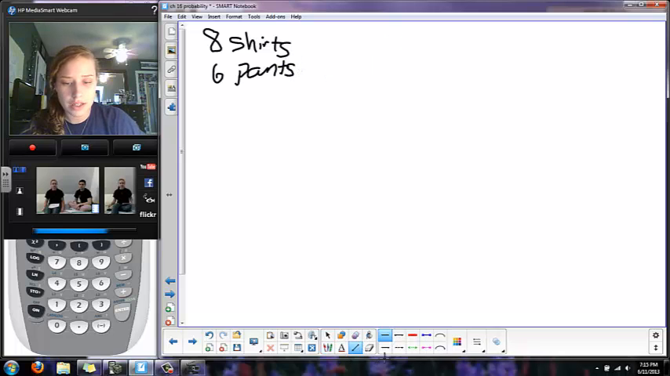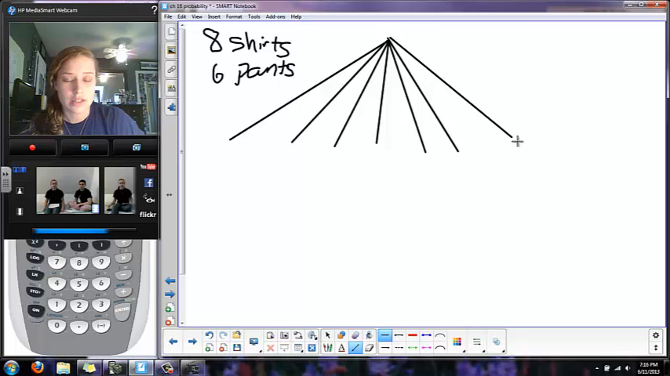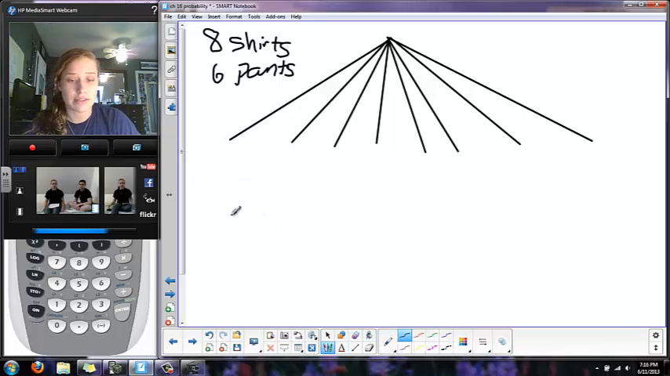Well, let's think about it like this. We have 8 different options for the shirts that we can make. So the first choice you're going to make is what shirt you're going to wear. So you have 1 option, 2, 3, 4, 5, 6, 7, 8 options just for what shirt you want to wear. You can label these 1 through 8 if you really wanted to, or you could just leave it like that.